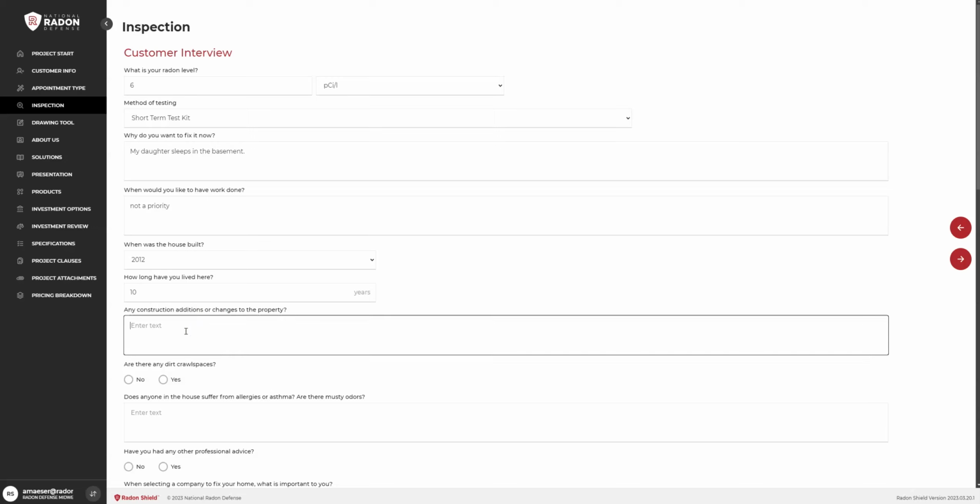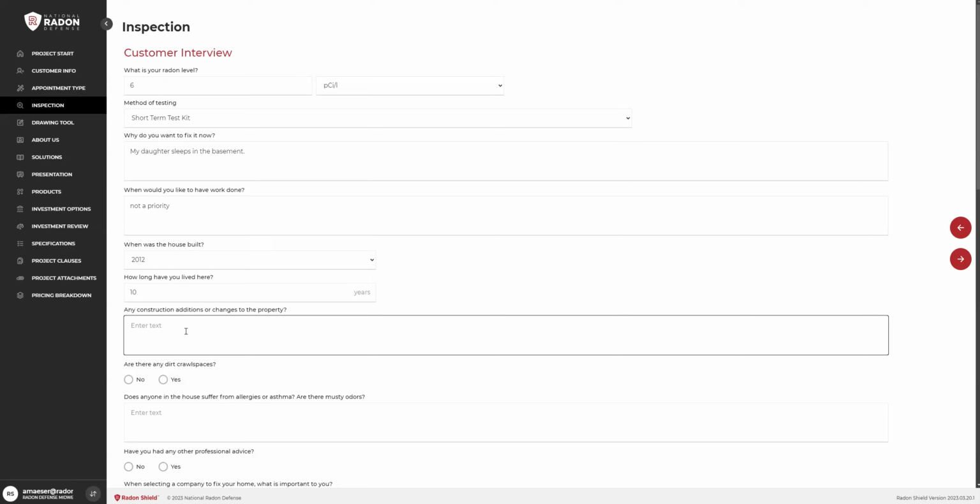Any construction additions or changes to the property, this is important. Sometimes when we do our inspections, surprise, we can miss some things, right? So what this does is it allows the customer to be involved, tell you what they've done to their home. Maybe they're prideful of what they did. They want to show off something about their home. But it also allows you to know how many chambers are in the home, right?